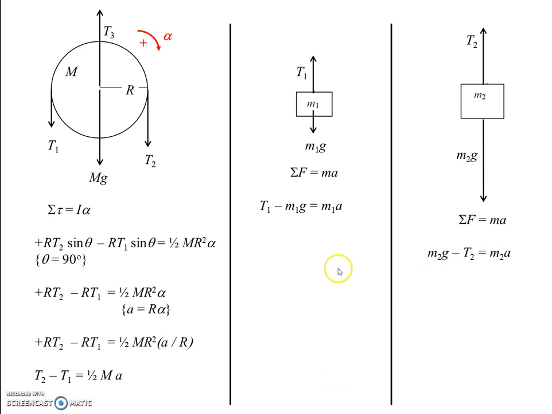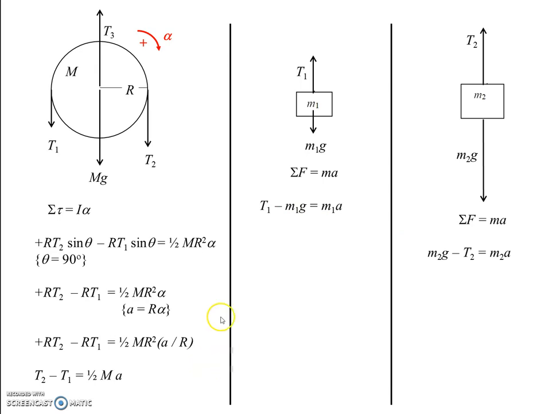At this point, you really should be very, very clear that whichever force is winning, you usually call that the positive direction. Since this one's moving up and this one's moving down, T1 beats M1G, and here, since it's moving down, M2G beats T2. We can't, at this point in the year, be messing that up. It's not a guessing game. We have a structure, a routine that we follow.